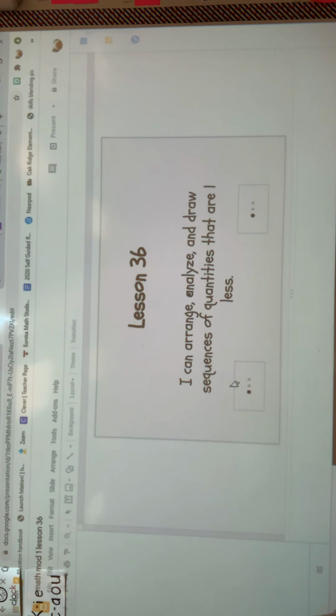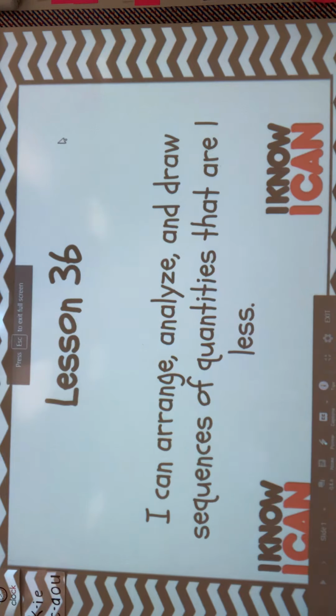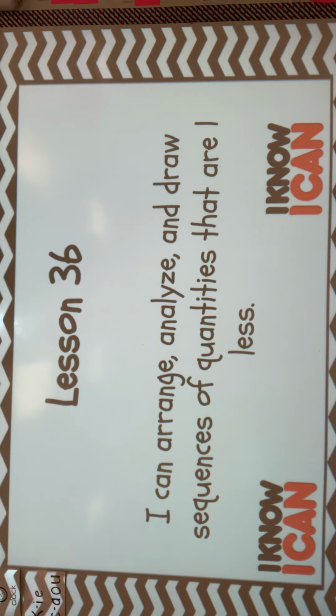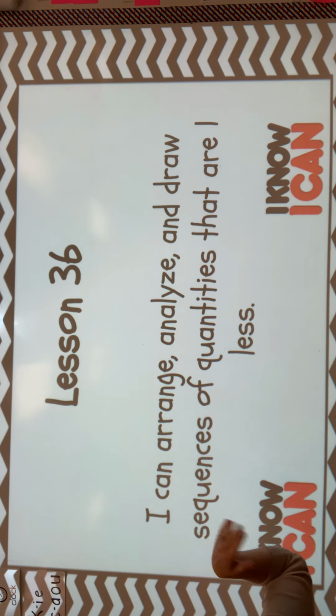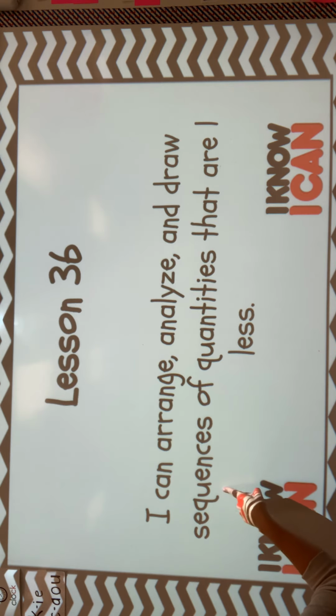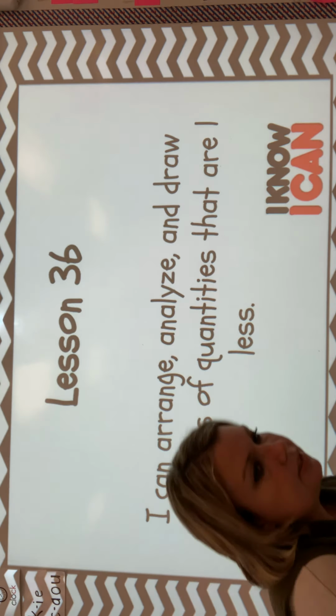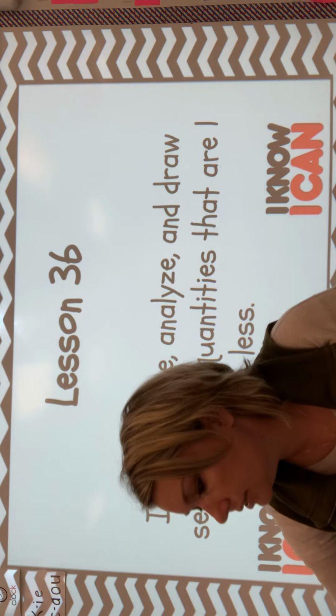Today in math, we are going to be talking about lesson 36. Lesson 36 says, I can arrange, analyze, and draw sequences of quantities that are one less. Oh my goodness, that had some fancy-nancy words in it. I can arrange, that means move around. Analyze, that means think about it. And draw sequences, that means different things, in numbers that are one less. So, let's get started. Let's take a look at our warm-up.